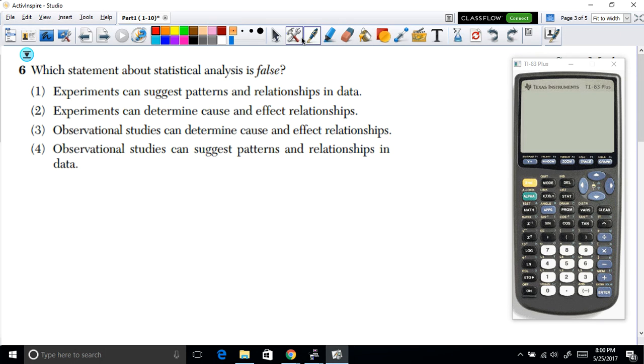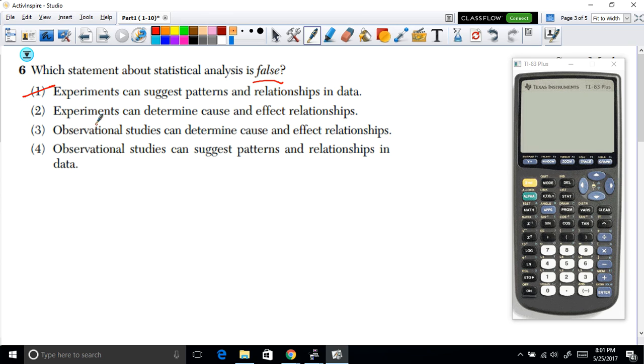Perfect. So moving on. Here, let's look at example 6 now. In example 6, it says, which statement about a statistical analysis is false? So take a closer look, and here we're looking for false statements. So let's look at each of those statements here. The first statement says, experiments can suggest patterns and relationships in data. Well, actually, that is the purpose of an experiment. You do experiments to see a pattern and see relationships. So I know this is true.